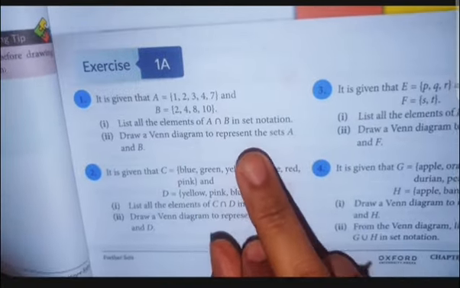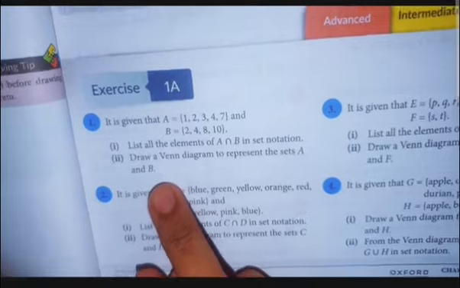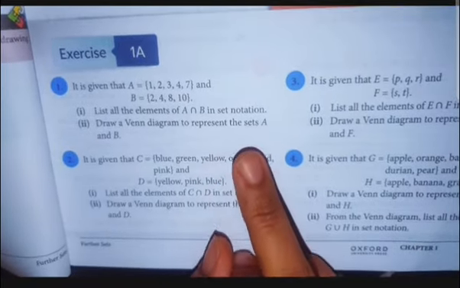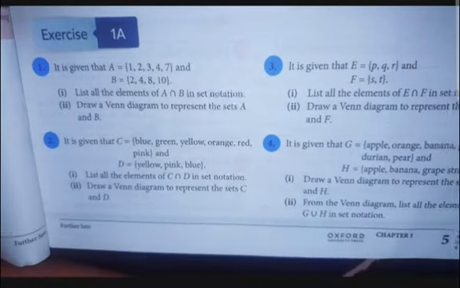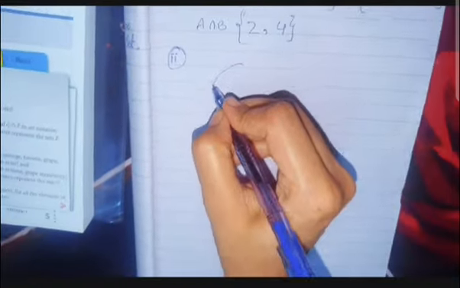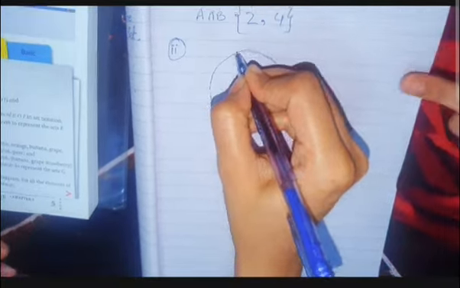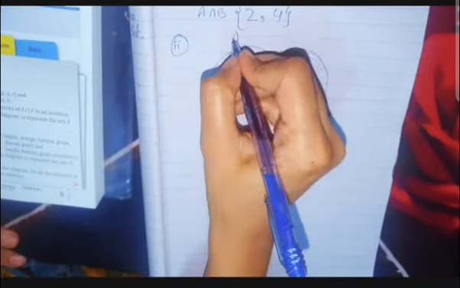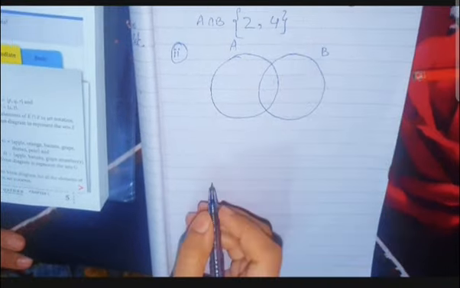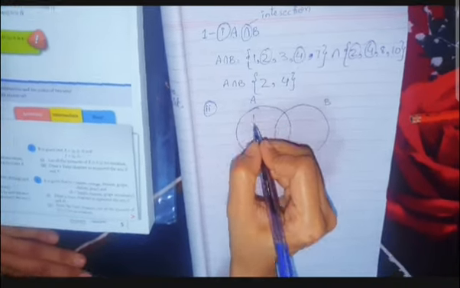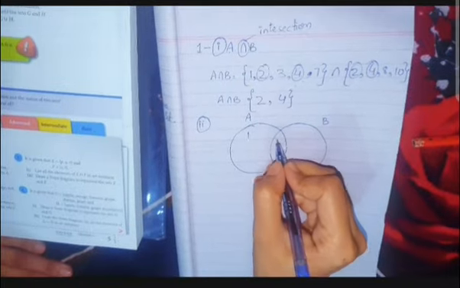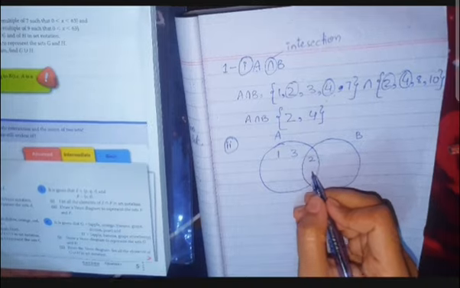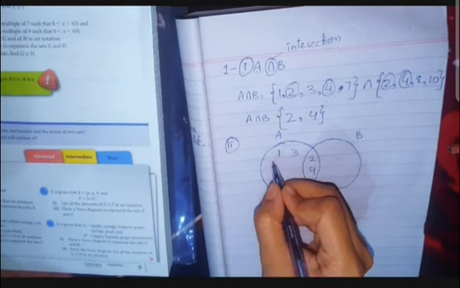Draw a Venn diagram to represent the sets A and B. एक Venn diagram बनानी है जिसमें एलिमेंट सेट A और B के हमें ड्रॉ करने हैं. ओके, सो यू नो Venn diagram इस तरह से होती है. दिस इज अ Venn diagram. दिस इज A एंड दिस इज B. A के एलिमेंट्स है 1 2, दोनों में है इसलिए हम 2 यहाँ लिखेंगे. 3 4 दोनों में कॉमन है and 7.